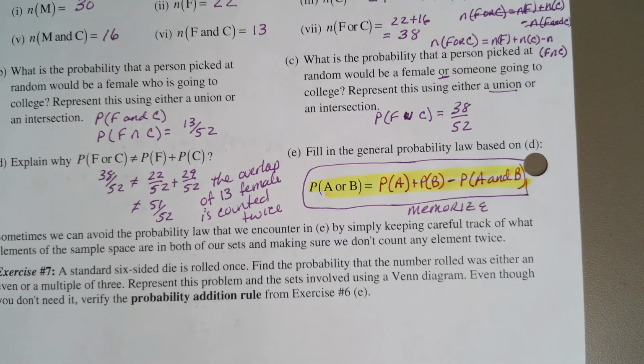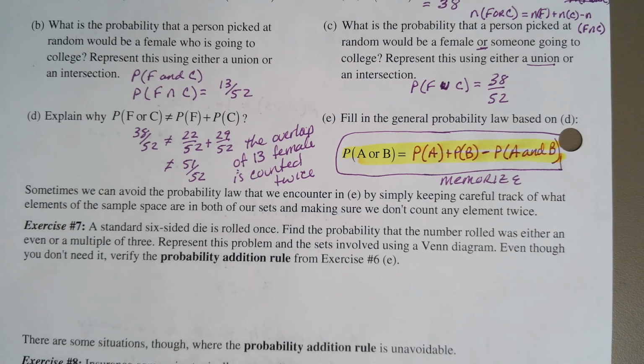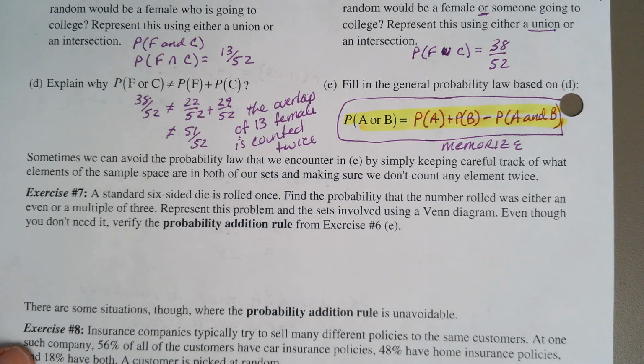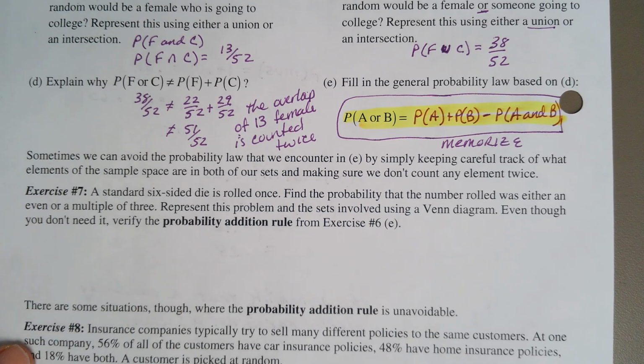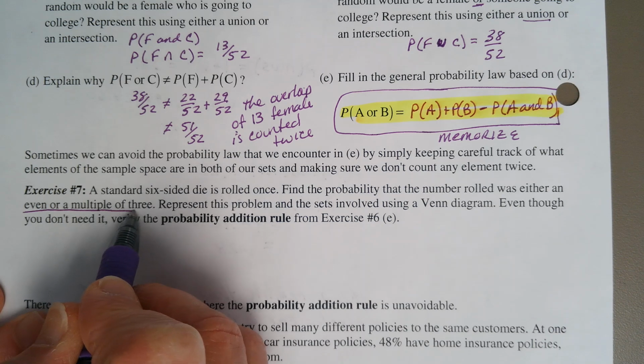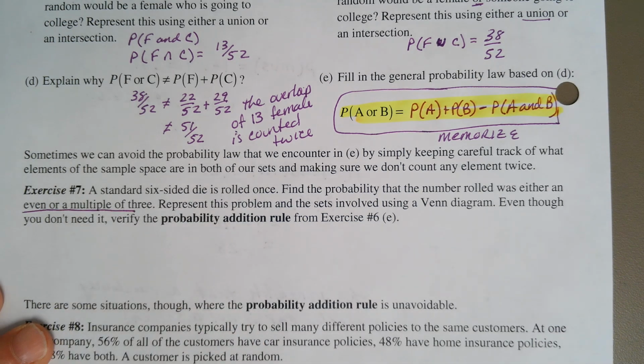So sometimes we can avoid the probability law when we encounter simple problems, where we can simply keep track of the elements of the sample space. Exercise 7, a standard 6-sided die is rolled twice. Find the probability that the number rolled was either an even or a multiple of 3. Represent this problem and the sets involved using a Venn diagram, even though you don't need it. Verify the probability addition rule from exercise number 6E.